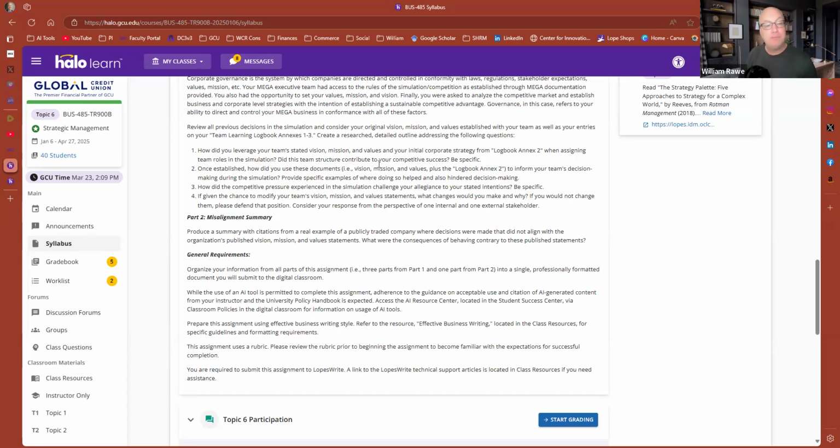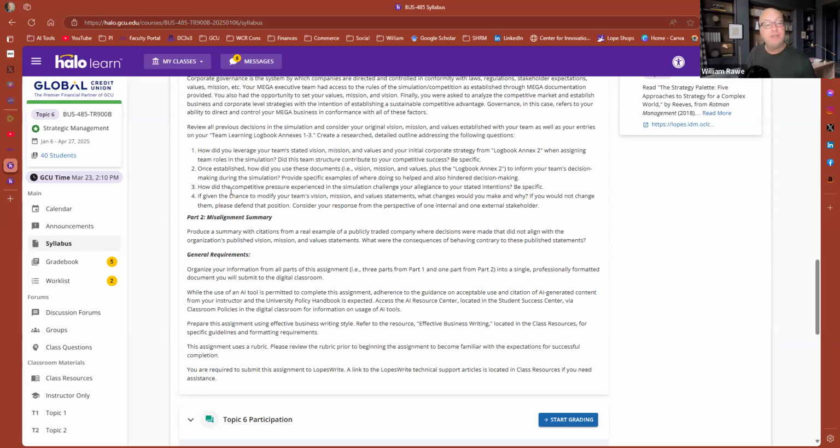Okay. Number 2, once established, how did you use these documents, that is your vision, mission, and values, plus logbook Annex 2, to inform your team's decision-making during the simulation? Again, did it, yes, or did it not? If no, explain that. And then provide specific examples of where doing so helped and also hindered decision-making. So you need to elaborate on that.